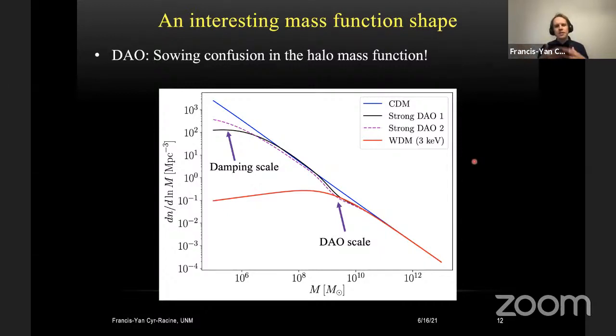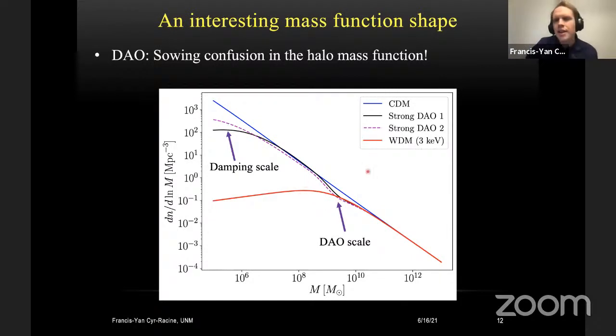Now, if you do that, the cartoon version of this is shown here. So this is the mass function, as a function of halo mass in solar masses. And in blue is the case you're familiar with, just from CDM. This is just a power law, basically a no-scale model, with a slope near -2. And maybe another model you've seen before is warm dark matter, which suppresses structure below a certain scale. So this is in red.